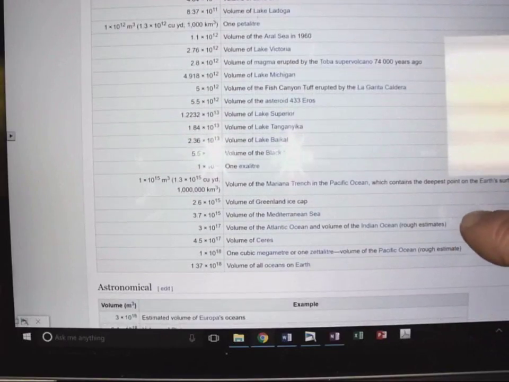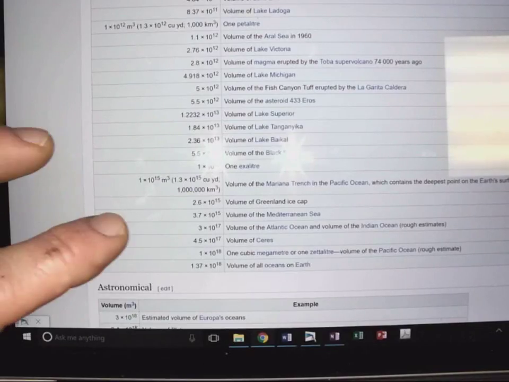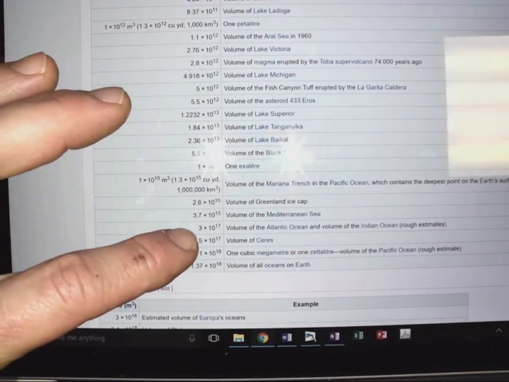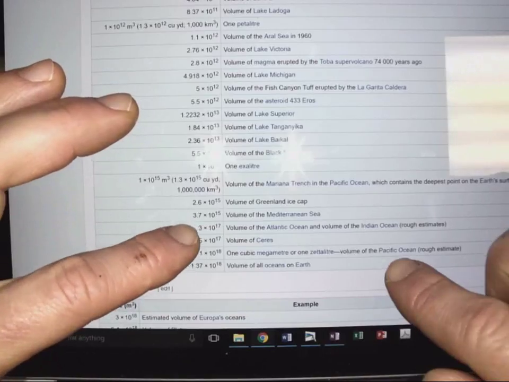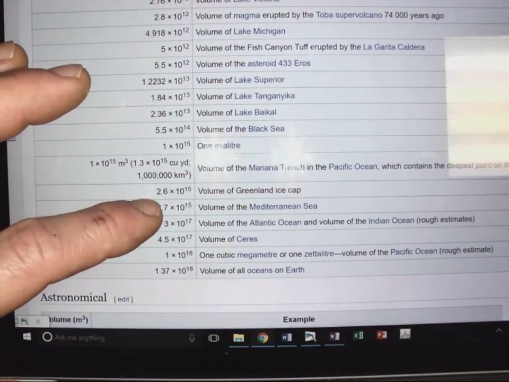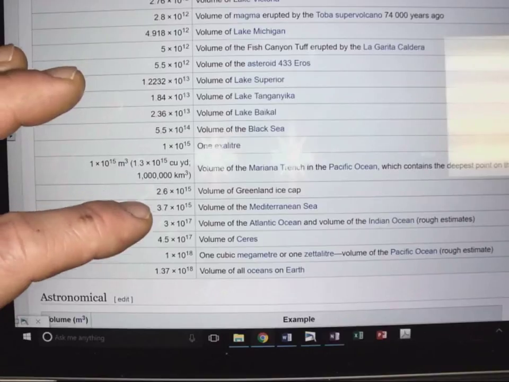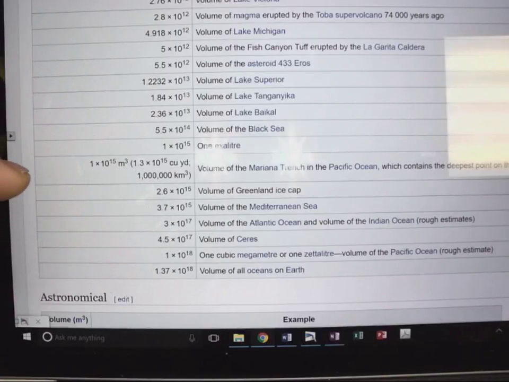So how big is this? Okay, 10 to the power 15. It looks like we jumped to 10 to the power 17. Okay, that's cool though. Here we go. 3.7 times 10 to the 15 is the volume of the Mediterranean Sea.